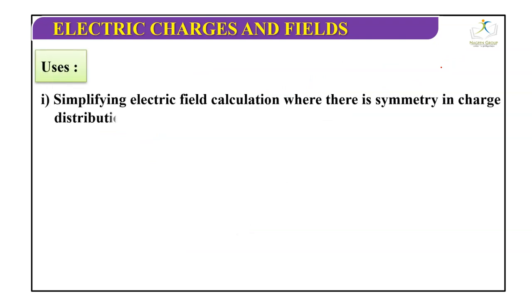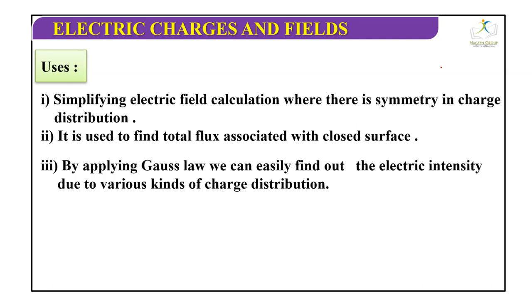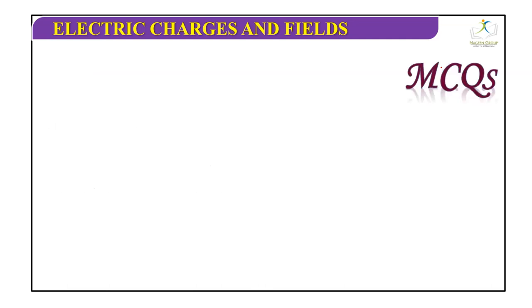Gauss law simplifies electric field calculation where there is symmetry in the charge distribution. It is also used to find the total flux associated with a closed surface. By applying Gauss law, we can easily find the electric intensity due to various kinds of charge distributions.